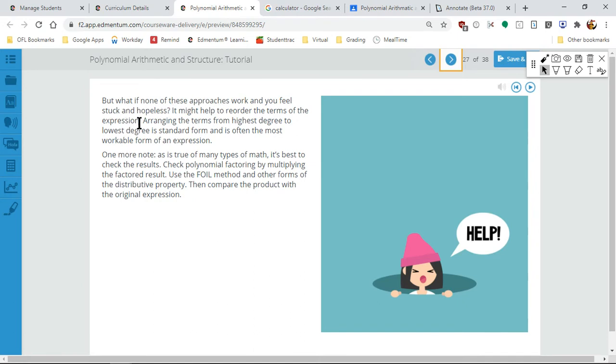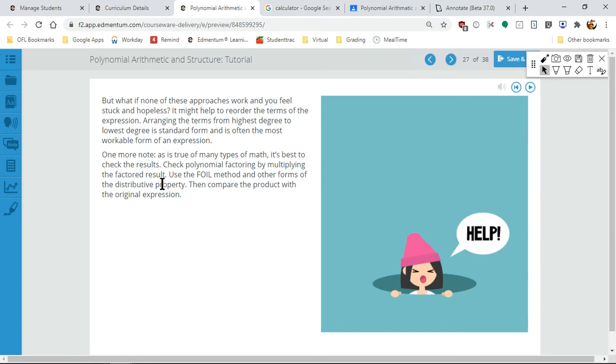But if none of these approaches work, feel free to get stuck in hopelessness. It might help to reorder them. So you always want to reorder them. I don't know why you wouldn't reorder them highest degree first. That's just weird. This should be the first thing. It's not even GCF. You should always reorder them first. It just makes it easier.